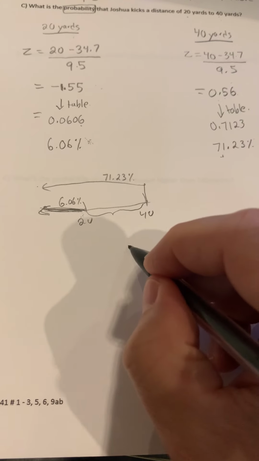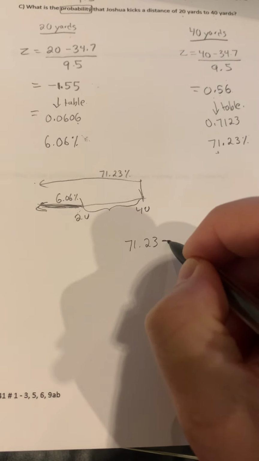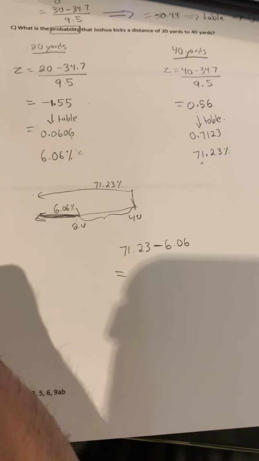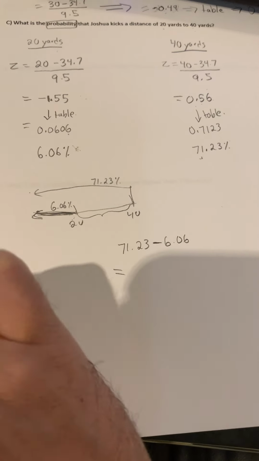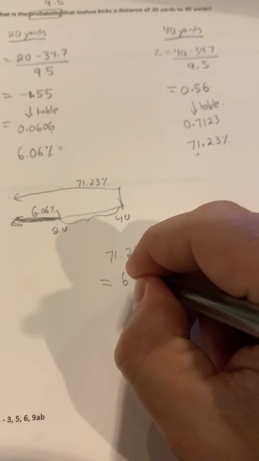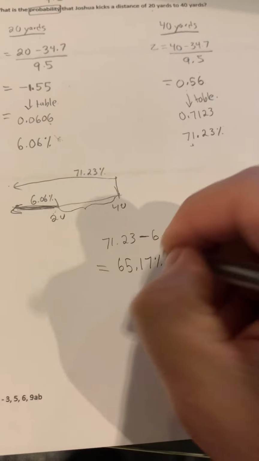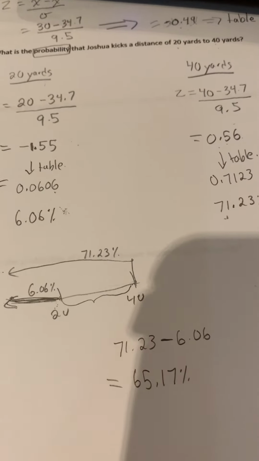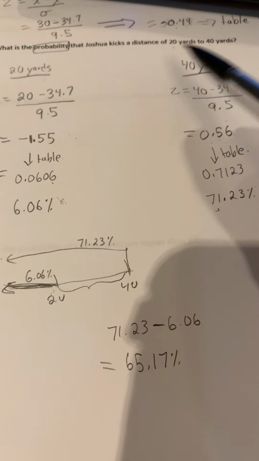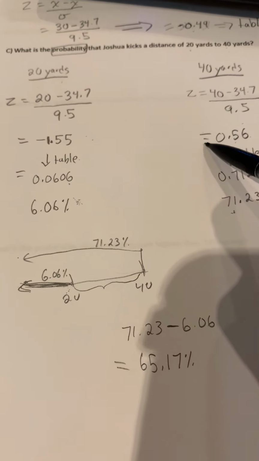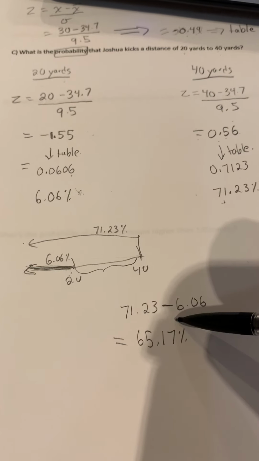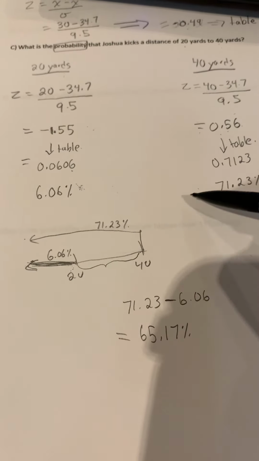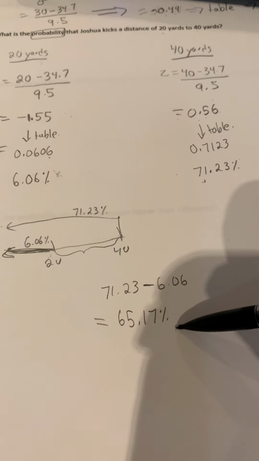So now 71.23 minus 6.06, and we get 65.17%. Okay, so whenever you're given a range, you're going to do 2 Z-scores, and then go to the table, and then you just subtract the values. So whenever you're given a range, 2 Z-scores, then go to the table, get the percentages, and then subtract them.